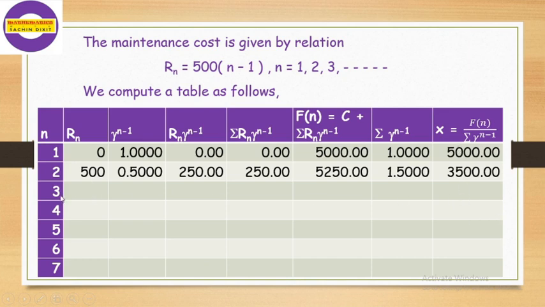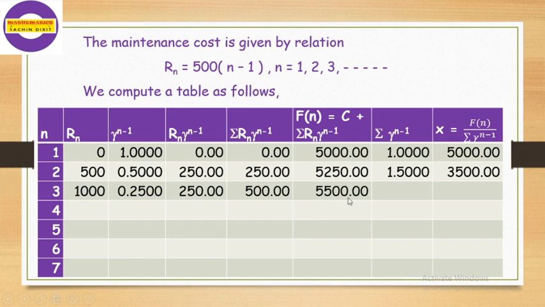Come to the third year, when n is equal to 3. 3 minus 1 is equal to 2. 2 into 500 is equal to 1000. Then gamma raised to n minus 1, n is equal to 3, 3 minus 1 is equal to 2. Gamma is 0.5, therefore 0.5 raised to 2 is equal to 0.25. Now we multiply this 0.25 by this 1000, we get 250. We add this 250 to this 250, we get 500.